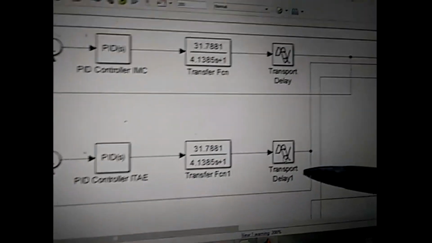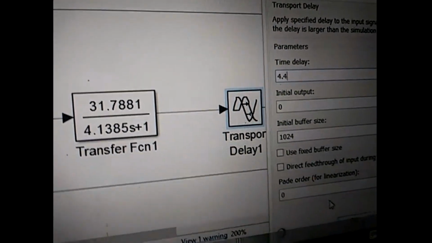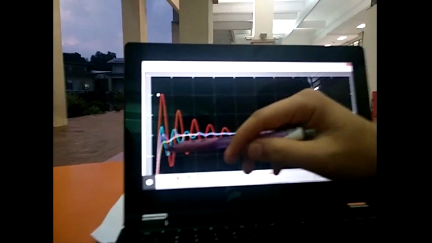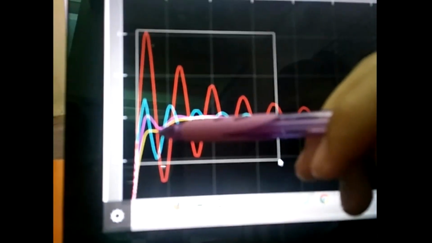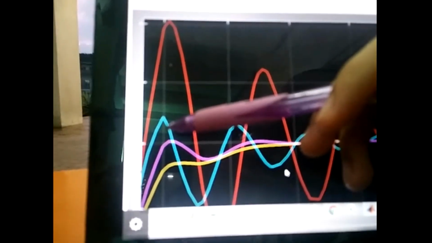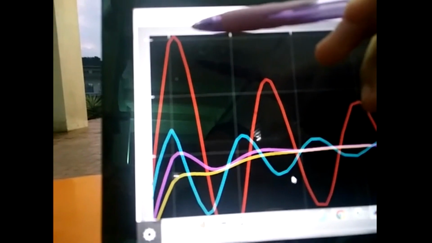The value is a bit different from the IMC, and then the transport delay will be 4.4. It is the same for all the methods. From the PID controller that we substituted the value into, we managed to get 4 graphs based on the 4 methods. So I will explain each of the graphs. The yellow one will be the IMC graph. The purple one would be the ET graph, and the blue one would be the Ziegler-Nichols graph, and lastly the red one will be the Cohen-Coon.